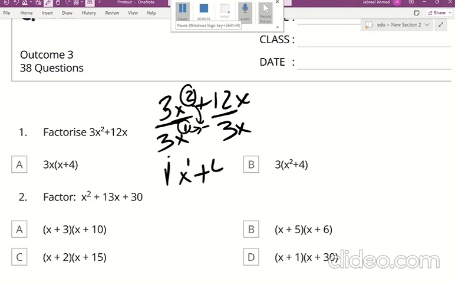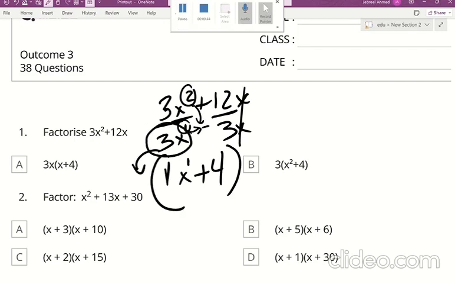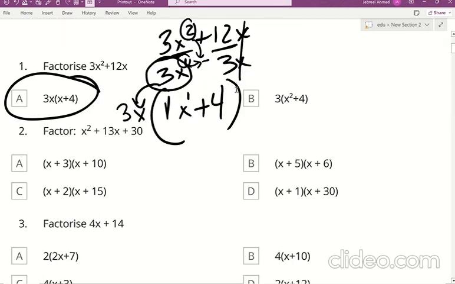Plus 12 divided by 3 is 4. X divided by x cancels each other out. So the last step is I take this factor and I put it before the bracket. So my answer is 3x times x plus 4.